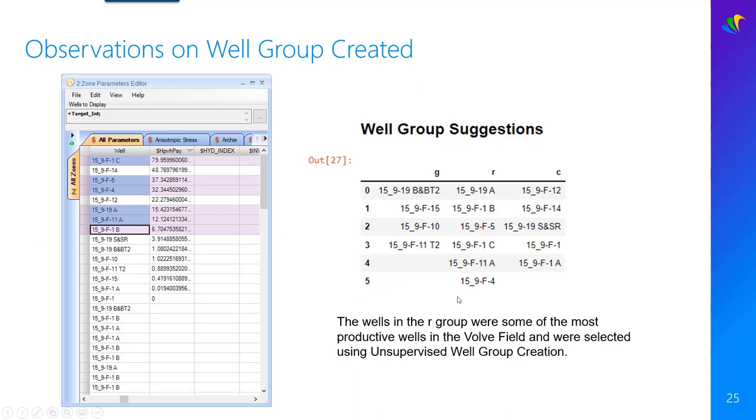And now let's take a look at the observations on the well group we created. So the wells in the R group were some of the most productive wells in the group. So these were productive wells. There's a couple that were productive that weren't included, and we'll have to go back and look and see what made those wells different that they weren't included in the group. But there were a lot of similarities in this R group wells.